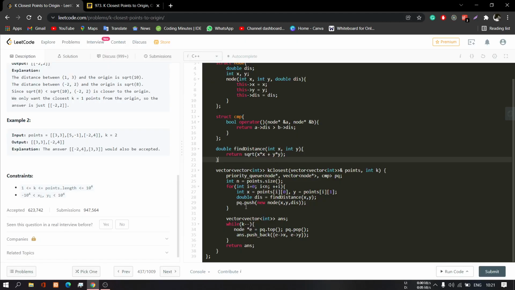So I have stored it here, and I just put it into the priority queue. Then I iterate while k becomes 0, take out the top element and push it into our answer vector, and just return our answer vector.